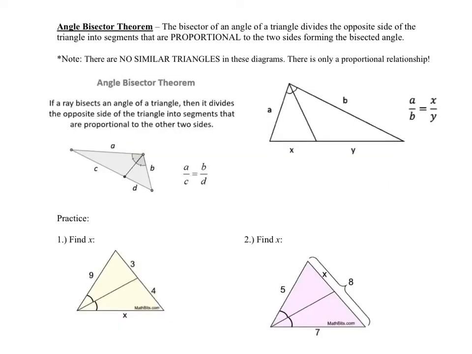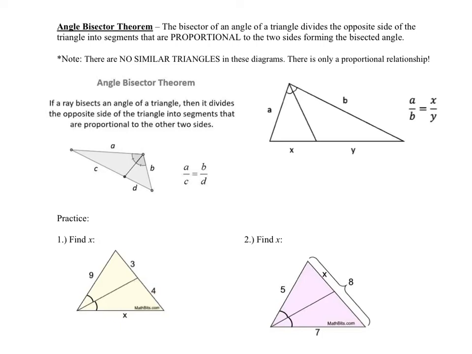Okay, this next part is here because it has to do with things being proportional, but it's not about similar triangles. I want to keep that in your mind so that you don't get it mixed up. This is the angle bisector theorem. Super useful theorem. It says the bisector of an angle of a triangle divides the opposite side of the triangle into segments that are proportional to the two sides forming the bisected angle. It sounds confusing. It's not as bad as it sounds. Again, there are no similar triangles in these diagrams.